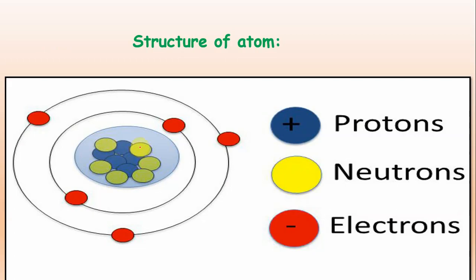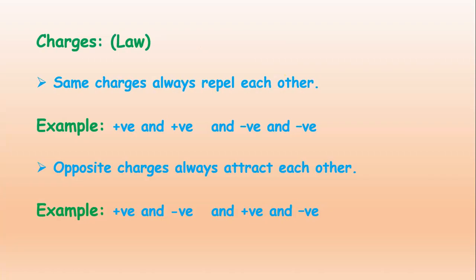Look here, protons and neutrons are present at the center, and they make the nucleus. This is the nucleus, and these are the electrons which are revolving around the nucleus. Electron has negative charge, nucleus is positively charged, so there is attraction between positive and negative charges. That is the reason electron is revolving around the nucleus, and these are called the shells or orbits where electrons are present. So this is the structure of the atom.